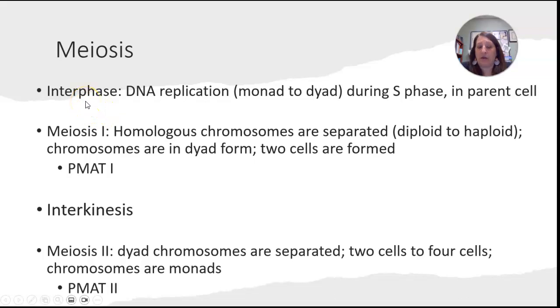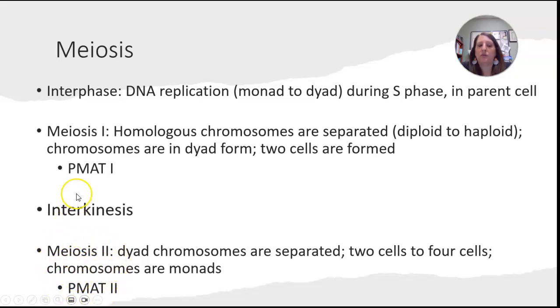Following interphase, so after all the DNA gets copied, we have meiosis 1, which is the first cellular division. Then we have sometimes this little rest phase called interkinesis, which nothing really happens in. And then that's followed by meiosis 2.